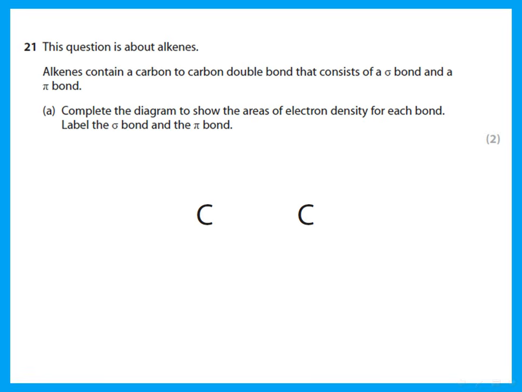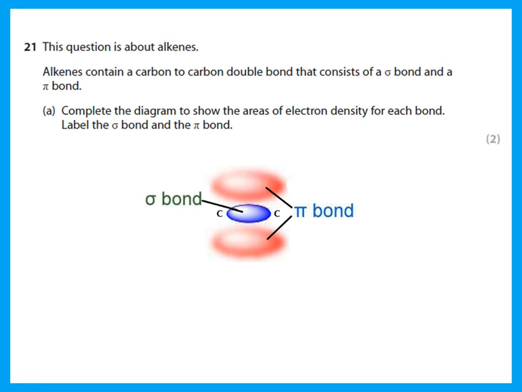Remember, we said when we have a double bond, one of them is a sigma bond. That's the one in the middle. And then you have a pi bond that is made from overlap of p orbitals. So you have a lobe on top and a lobe below that makes up the pi bond.